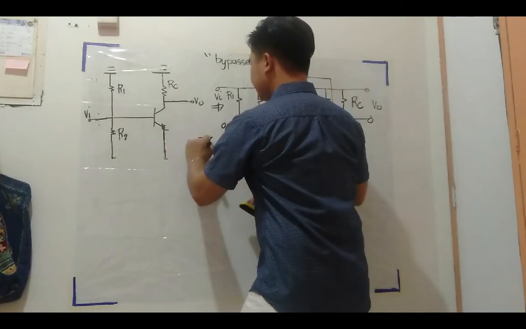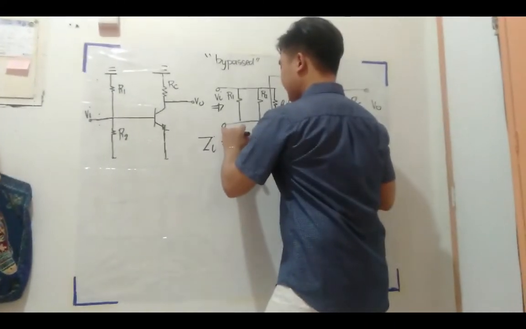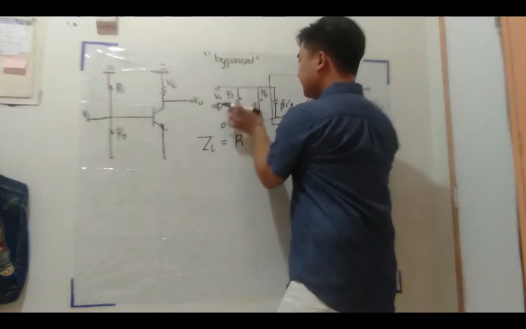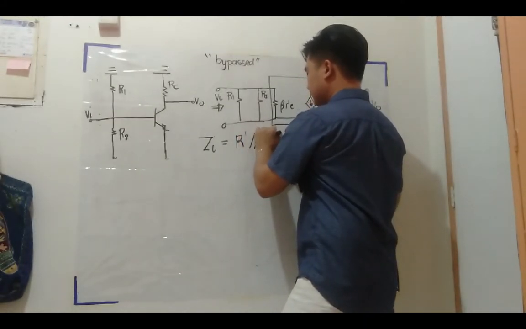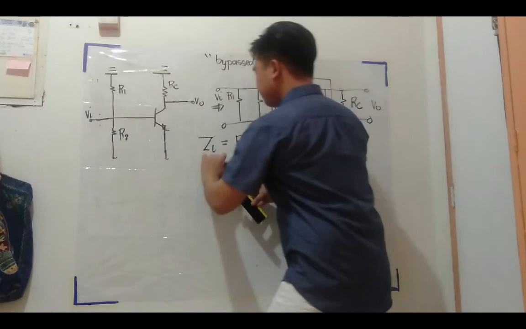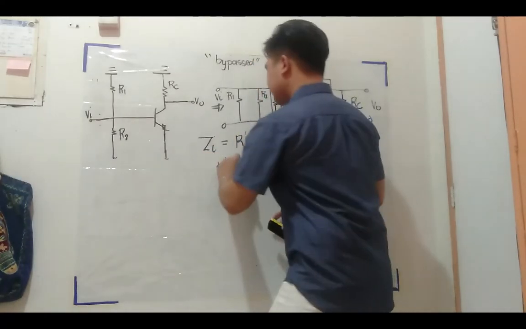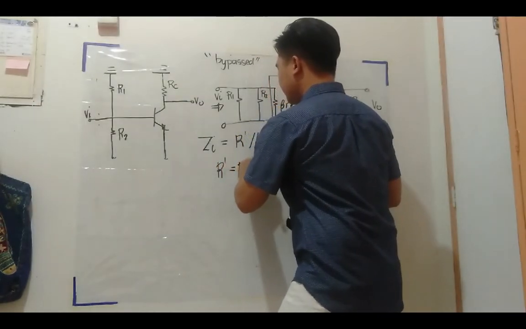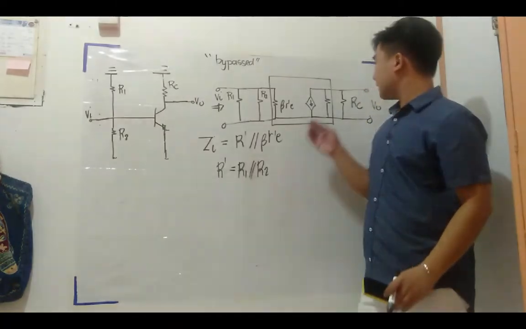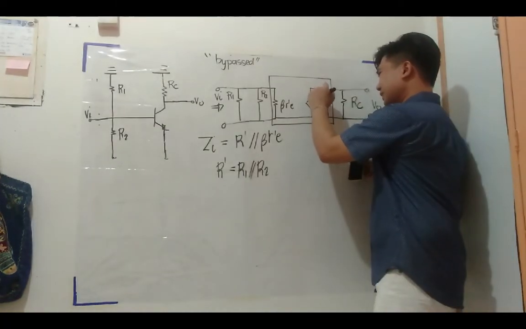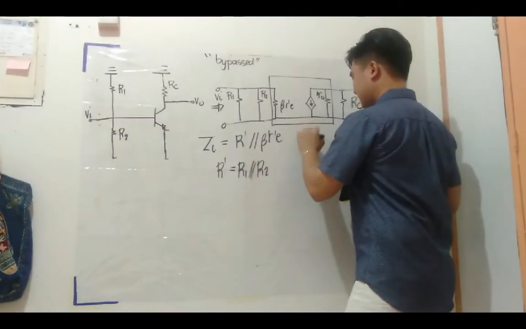kukuhaan ko si Zi, parallel ko muna to, that is R prime, and then that combination parallel with beta R prime E. R prime, parang RTH lang natin sa voltage divider. R1 parallel with R2. Okay? And then yung ZO natin, ZO, kung titingnan mo, parallel lang po si RO tsaka si RC.